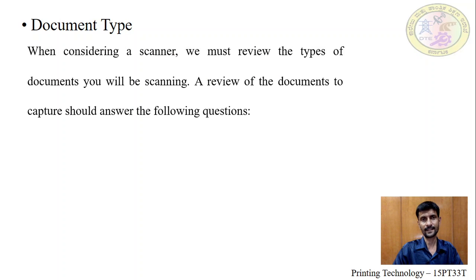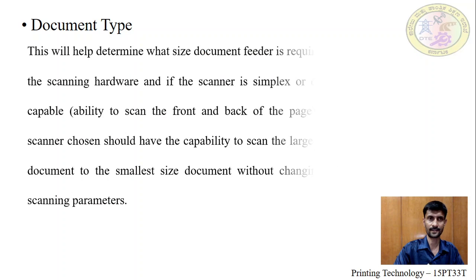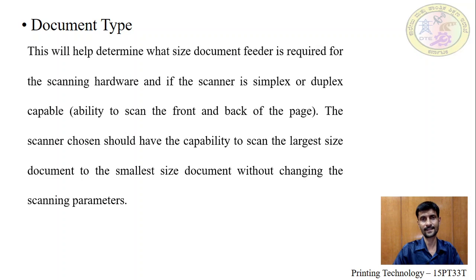When considering a scanner, the second point is document type. Which type of documents can be scanned? A document captured should answer the following questions. What is the paper size to be scanned? Normally the size may be smaller or larger depending upon the size of the scanner. It can scan single-sided or double-sided. This should also be considered. It helps to determine the size of the document feeder required for the scanning hardware, and if the scanner is simplex or duplex capable, then it can scan both front and back at a time.